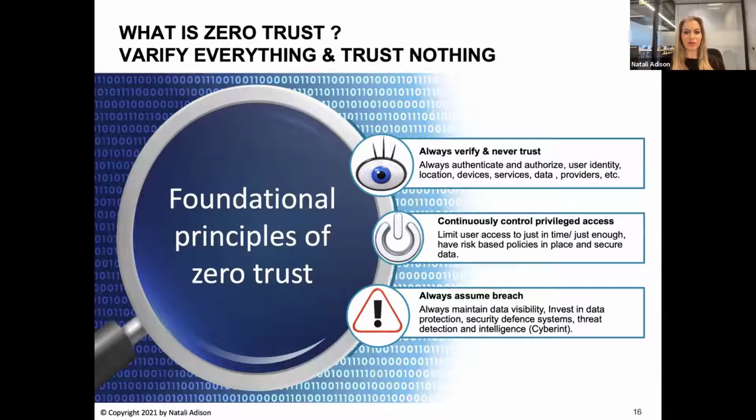So what is zero trust? Zero trust is a strategy that helps prevent successful breaches by eliminating the concept of trust from an organization's network. Zero trust is meant to enable you to stop an attack before it happens. Here, you can see the 3 foundational principles of zero trust, which I will discuss a bit later: always verify and never trust, continuously control privileged access, and always, but always, assume breach.